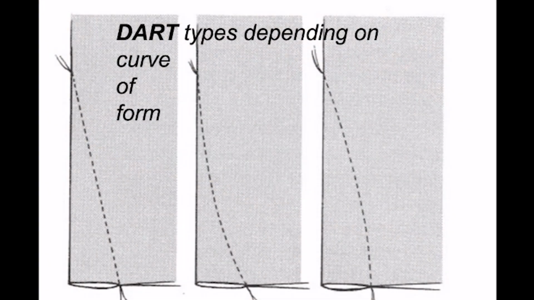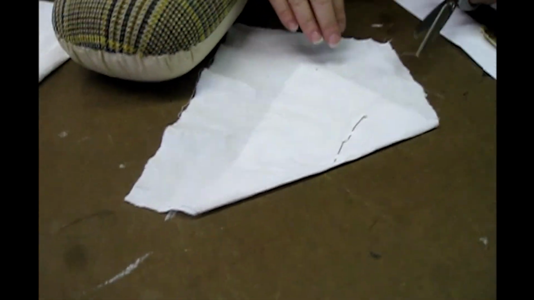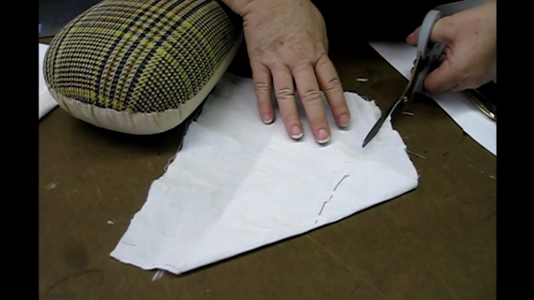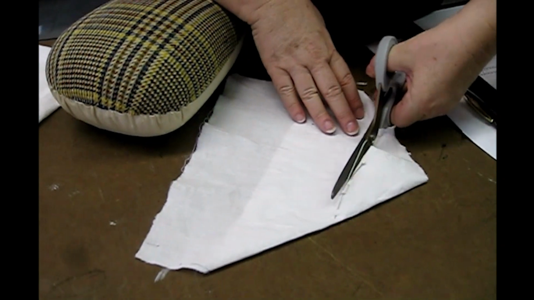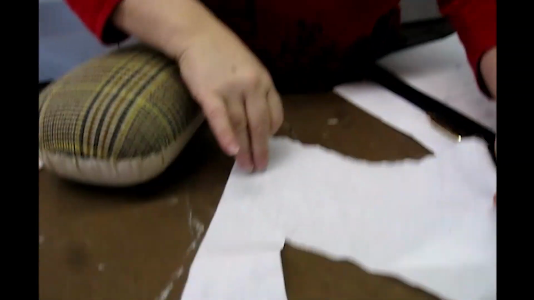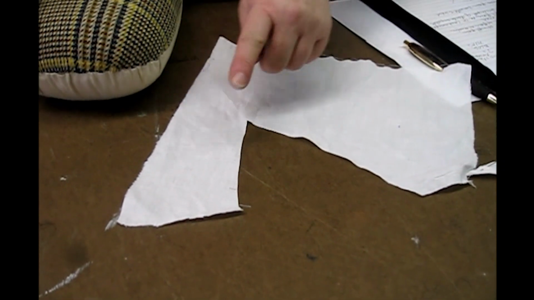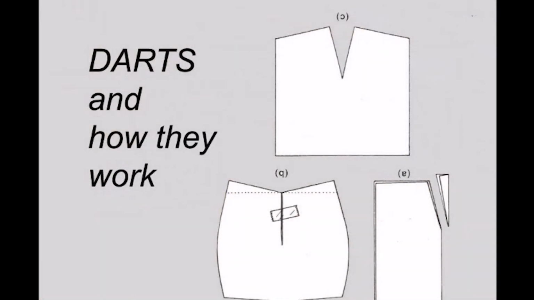3 types of darts: straight, concave, and convex. So to transfer this to paper, we're going to cut, I'm just going to cut this straight line. Okay, and now this is what that piece looks like with all of that missing. And that will create the seam that's going to make this fit over the apex. A seam is a stitching line that sews the darts together.